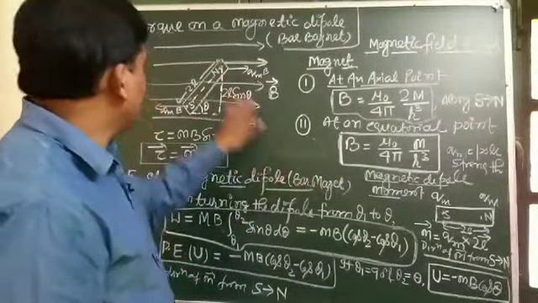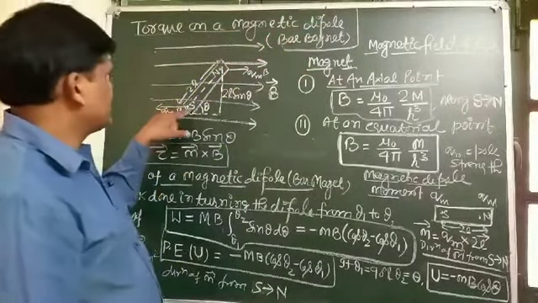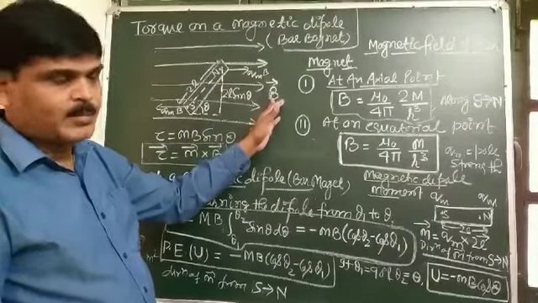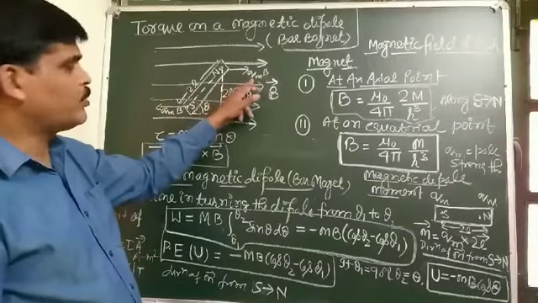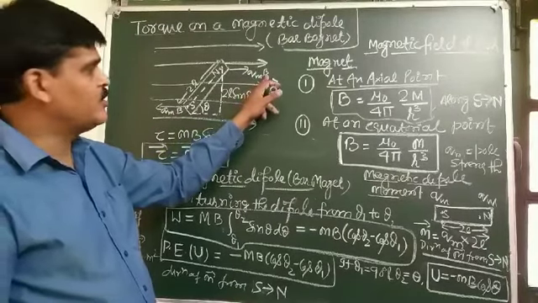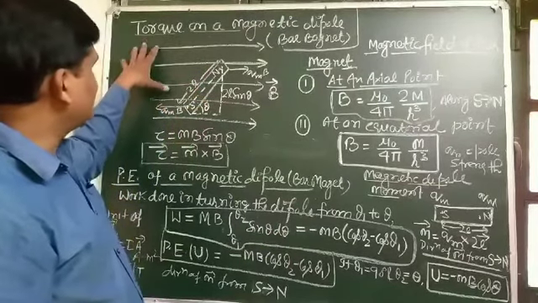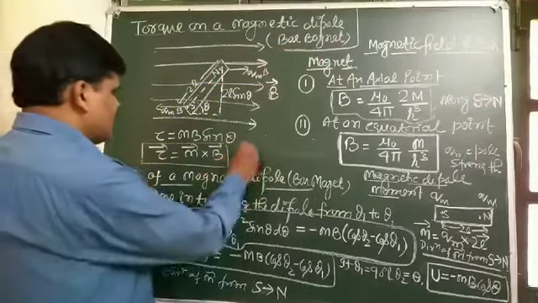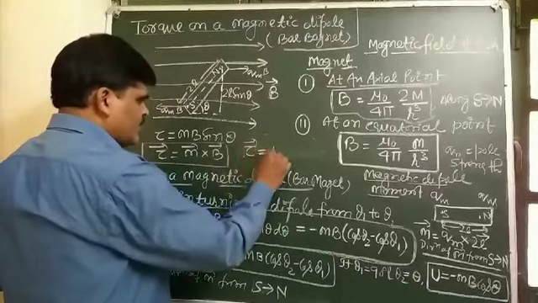And in the same way, torque on a magnetic dipole means a bar magnet, here south and north, placed in a uniform magnetic field B. Q_M and Q_M are the pole strength, and this is the uniform magnetic field. So I am writing the formula directly of torque on a magnetic dipole, the bar magnet. In the same way, in an electric dipole, torque is P cross E.